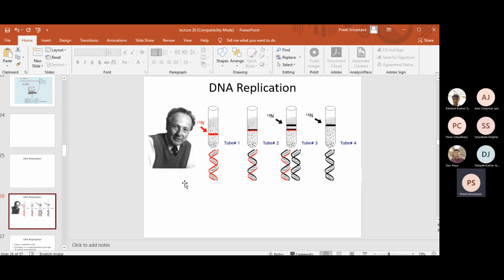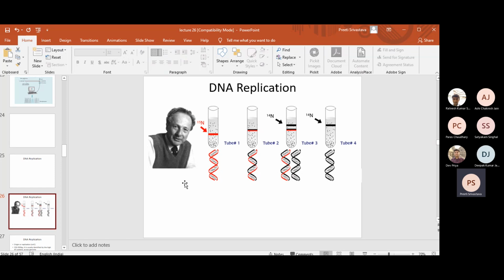they took an E. coli cell from a Petri plate. They grew it in a medium which contained N15, which is an isotope. So they labeled it with N15 and they started the sampling. What they found was the entire DNA was labeled with N15, shown in tube number 1. Now they took an aliquot from this tube and transferred it to another tube which contained N14.